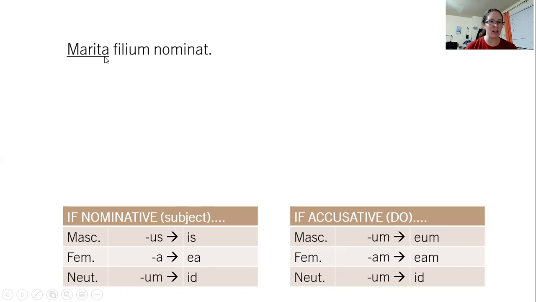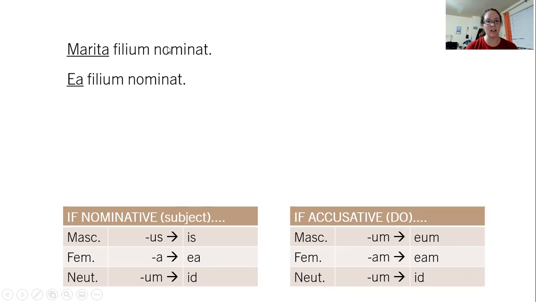So your feminine word is the one that ends in a, which makes sense. Marita means wife, so of course it's feminine. And we see that the pronoun we go to is ea, which makes sense too because it's she. So Marita filium nominat becomes ea filium nominat. We just took the word that had the feminine ending and substituted it with the feminine pronoun.